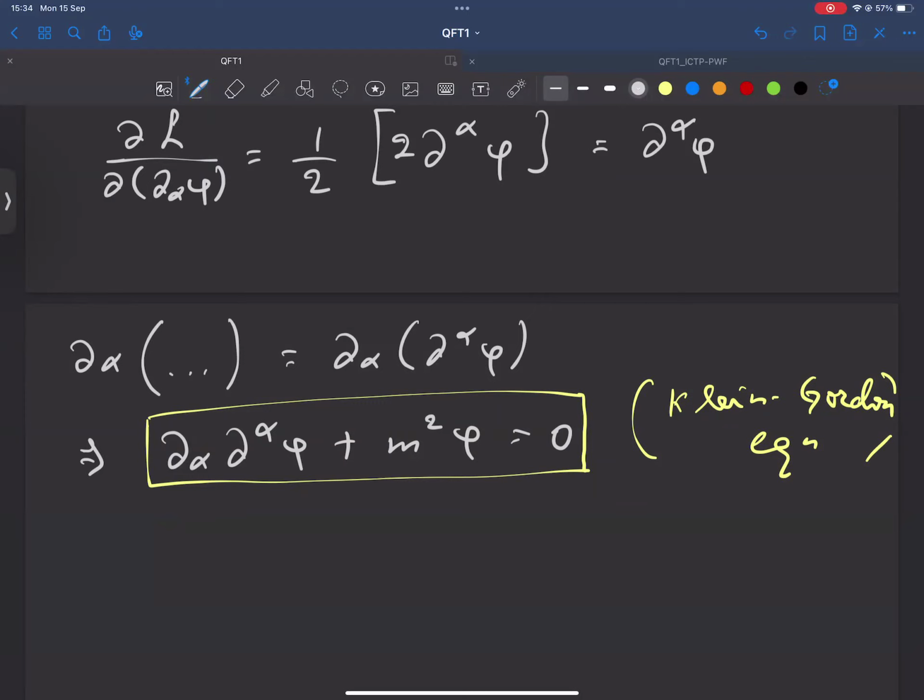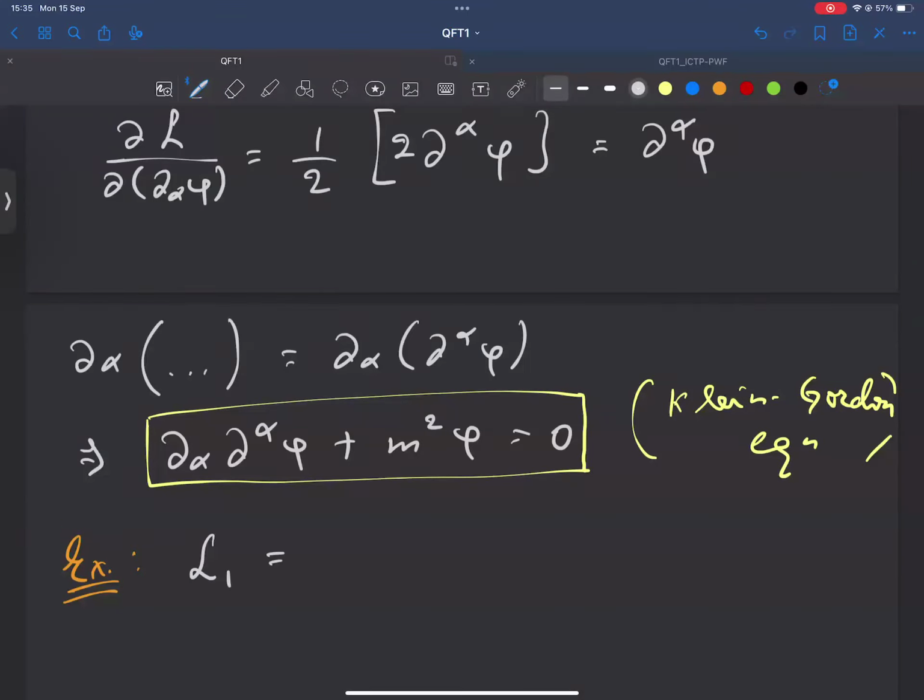Now, there are some exercises in the lecture notes which I encourage you to try, which will also help you to generalize. So here we did this for a scalar field. So you can generalize this to vector fields, tensor fields, whatever you want. So this exercise will generalize it to a vector field.